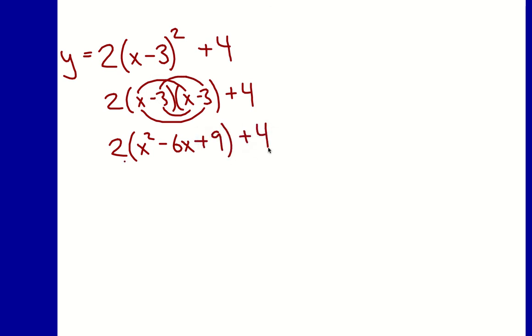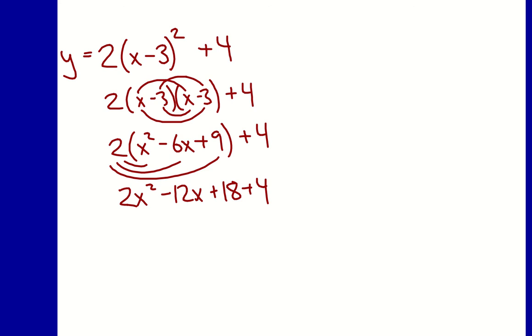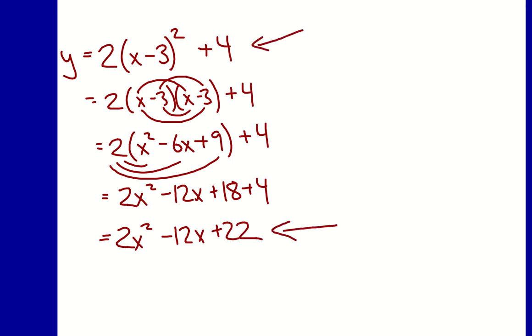And now I can distribute the 2 to each of the 3 terms in the parentheses, which would be 2x squared minus 12x plus 18. And then I can combine the like terms, the 18 plus 4. So I get, if I carry on this equal sign and make a run-on sentence here, I get that y would equal 2x squared minus 12x plus 22. The graph of these equations, these are the same equation, just in different forms, but they would produce the same graph on your calculator.